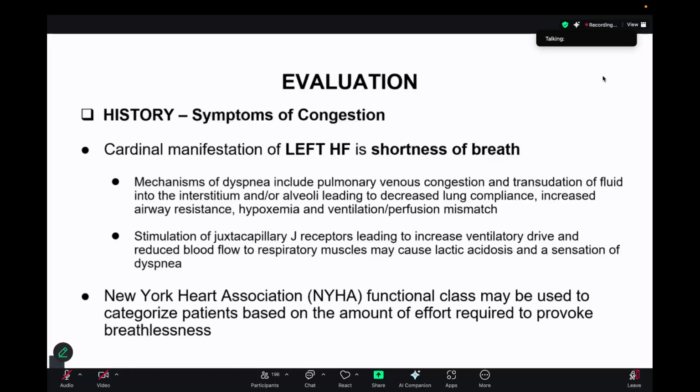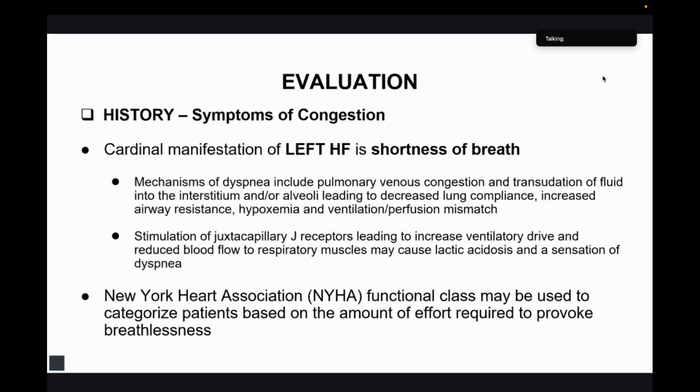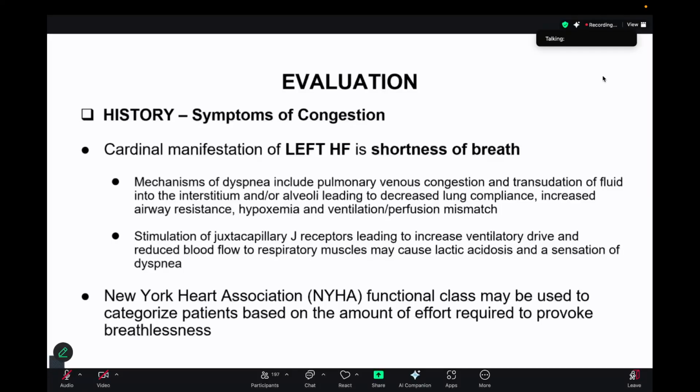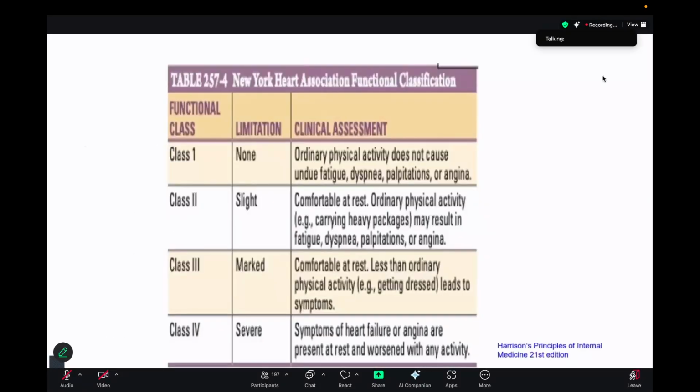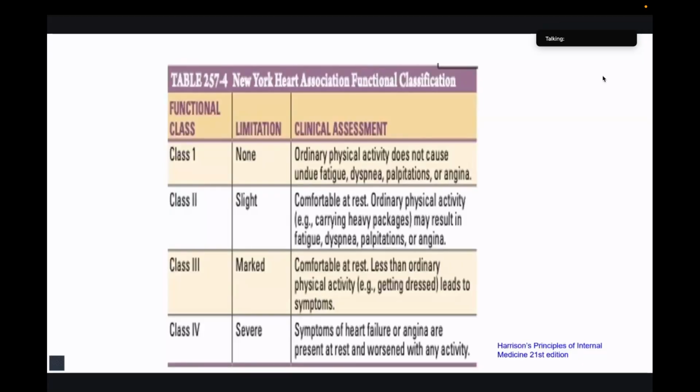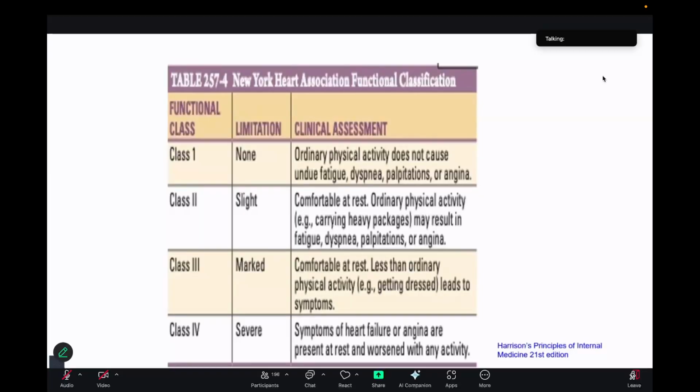The New York Heart Association functional class may be used to categorize patients based on the amount of effort required to provoke breathlessness. So as presented in Harrison's, this is the New York Heart Association functional class. With class 1 category, there is no limitation. Ordinary physical activity does not cause dyspnea.